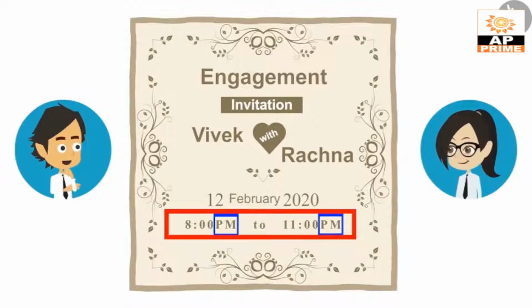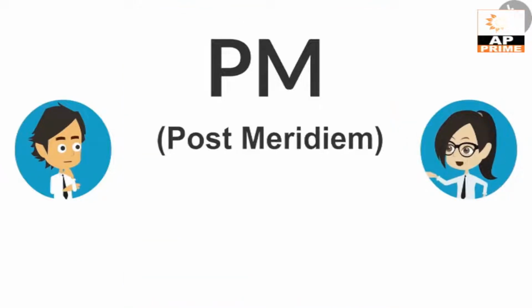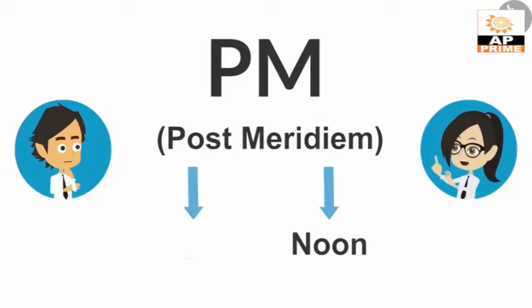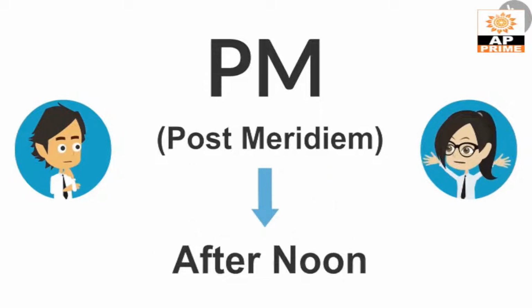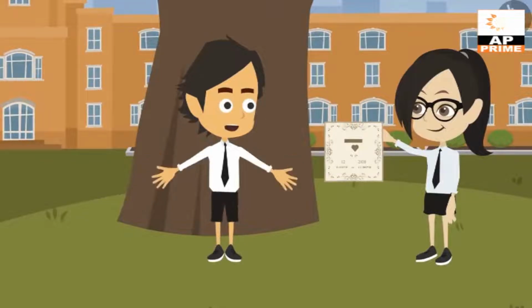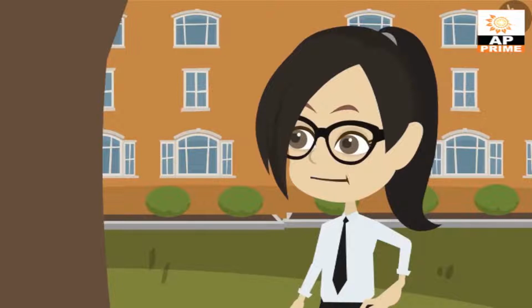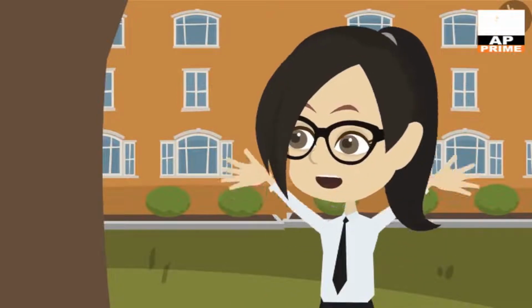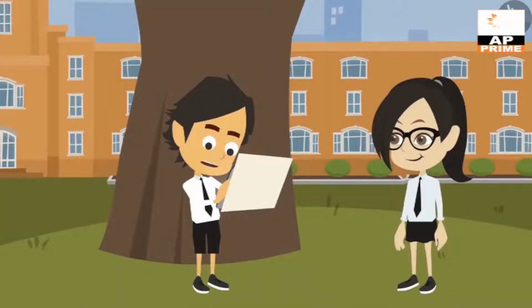PM is used to mention the time before noon. No, Ayushman, the full form of PM is post meridiem. Meridiem means noon and post means after. So PM means afternoon. Really? Yes, earlier I too used to get confused, but since I started keeping the full form in my mind, I have no confusion. Good, this means I can go for the engagement.